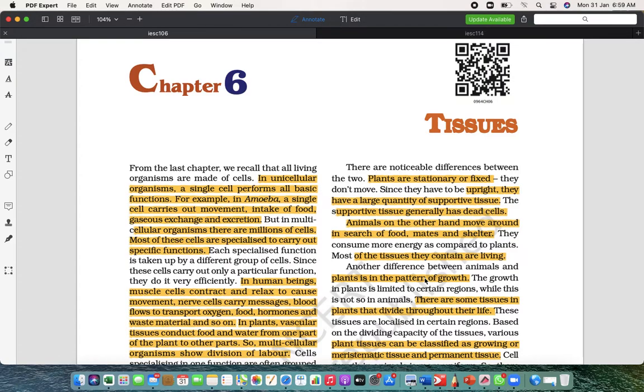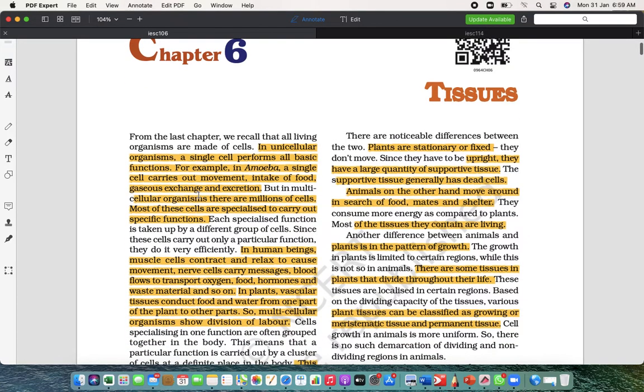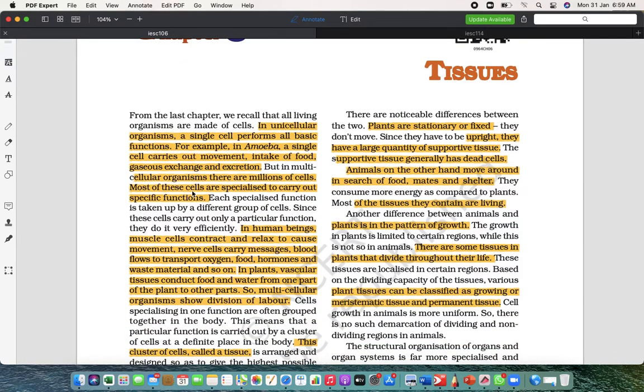Tissue, as I said, there are single type of cell. Basically, when they get together, they form a tissue. But let us discuss a little more. There are certain organisms which are unicellular, single cell, for example, amoeba. You should know such things for an MCQ. Everything they do is carried out with a single cell only. For example, movement, intake of food, gaseous exchange, excretion, everything.